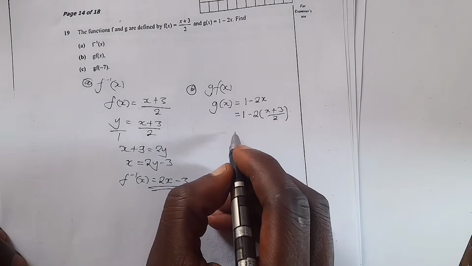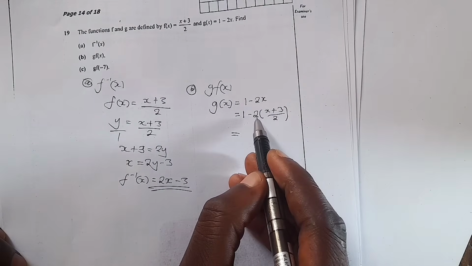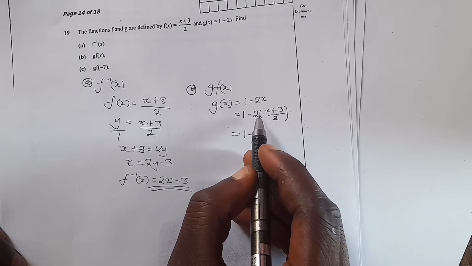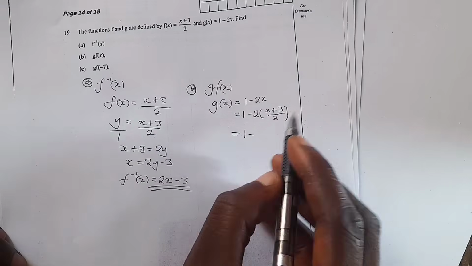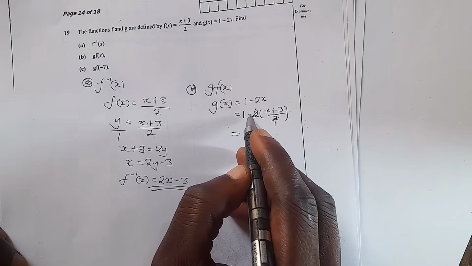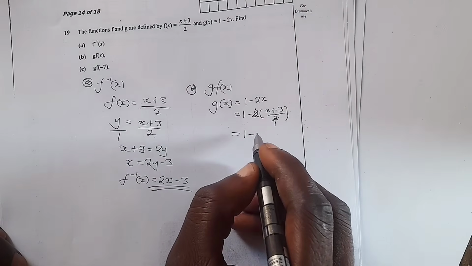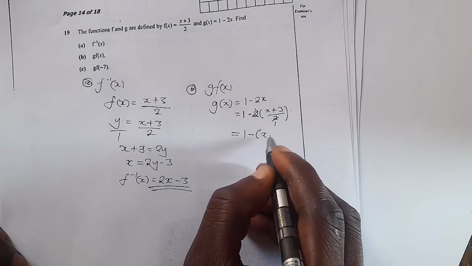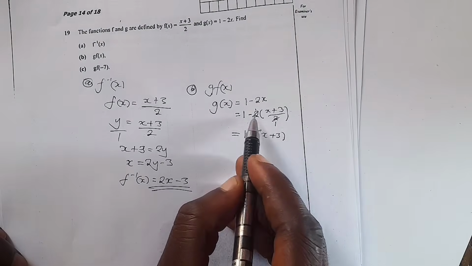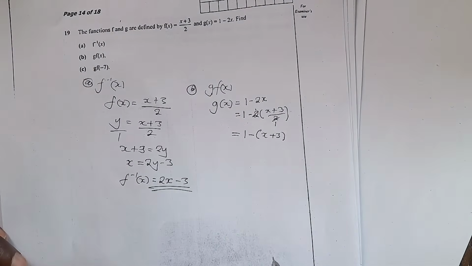Okay, check. You have 1 minus this, and this one can cancel. 2 here, 1. 2 here, 1. So you just have negative y. Okay, so negative, open bracket, x plus 3, because this has cancelled.